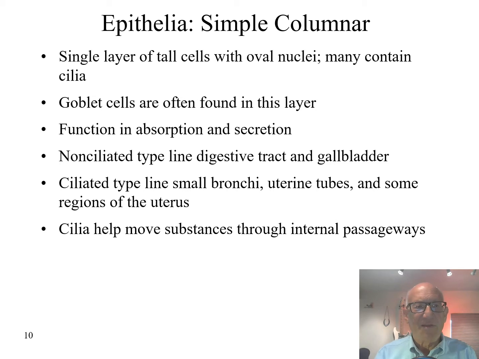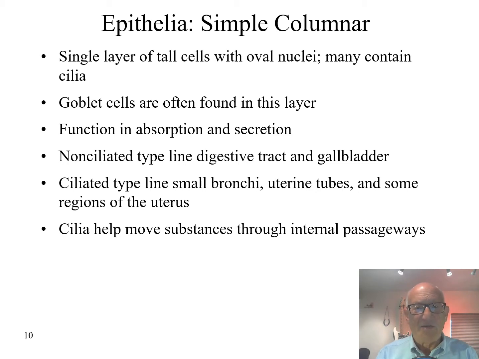Simple columnar epithelium, we have a single layer of tall cells with oval nuclei. Many contain cilia, different types contain cilia. Goblet cells are often found in this layer of cells. They function in absorption and secretion, so of course we find them in the digestive tract especially. The non-ciliated type line the digestive tract and the gallbladder. The ciliated type line the small bronchi, the uterine tubes, and some regions of the uterus. Cilia help move substances through internal passageways.